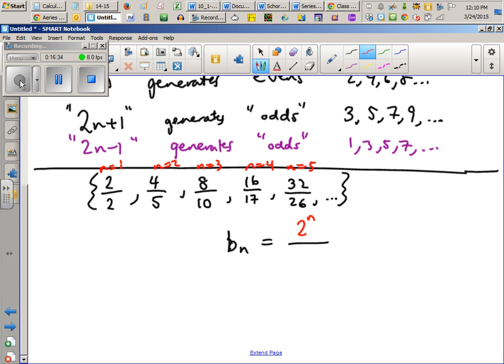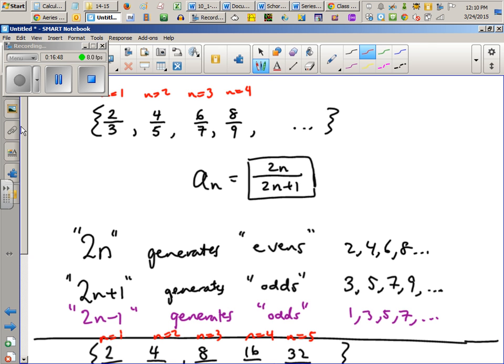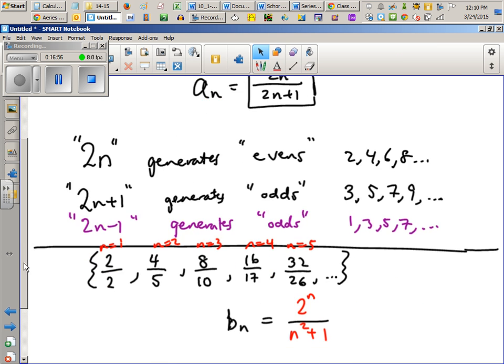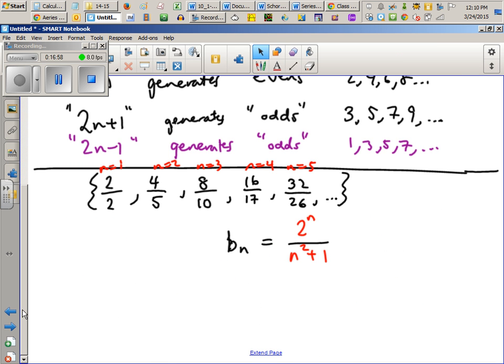What'd you put, Blake? N squared plus 1. How did you come up with that? I just compared it to the top. Wait, you compared it to the top? What do you mean? The top is 2 to the n. I just plugged in. Okay. I got a solution. Are you sure yours works? Yes, it does work.